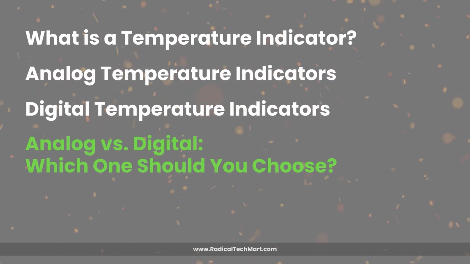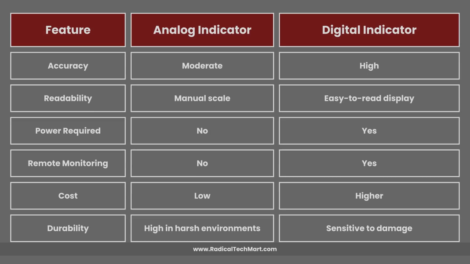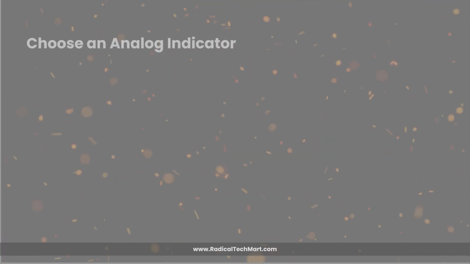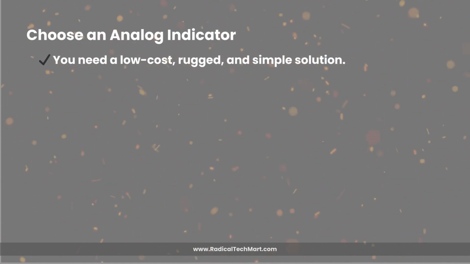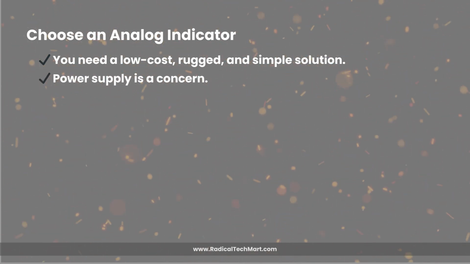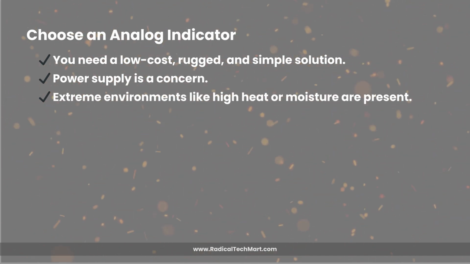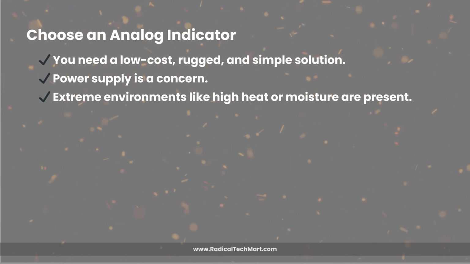Now let's compare them, analog versus digital. Which one should you choose? Here you can see the basic difference between analog and digital indicators. So, which one should you pick? Choose an analog indicator if you need a low-cost, rugged, and simple solution. If power supply is a concern, then also you should use an analog indicator. If extreme environments like high heat or moisture are present, then also you can use analog temperature indicators.